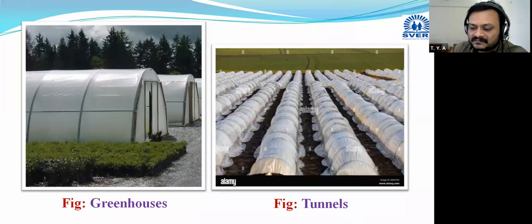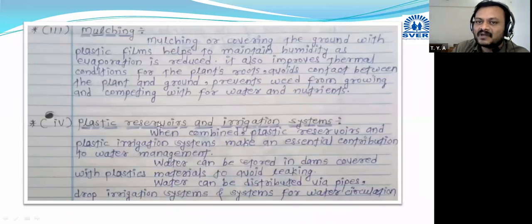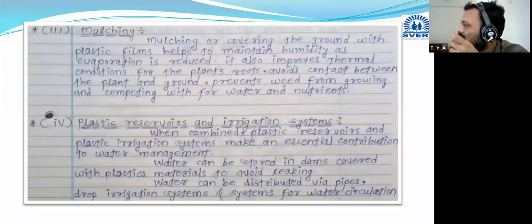Then the next application is mulching. What is mulching? I think you have seen this mulching. Mulching is nothing but covering the ground with the help of a plastic film. And what is the use of mulching? You can control the humidity at the root of that vegetable. It means you can protect that particular area from sunlight or high temperature conditions.